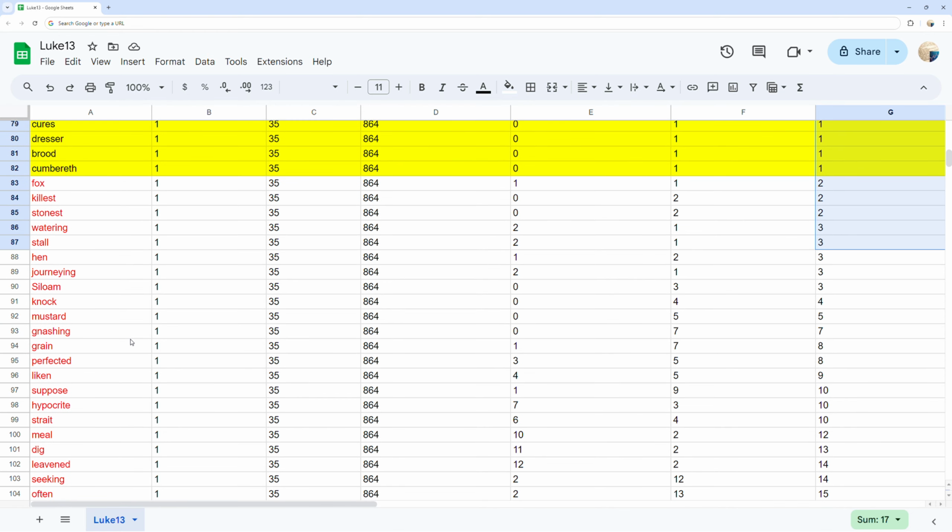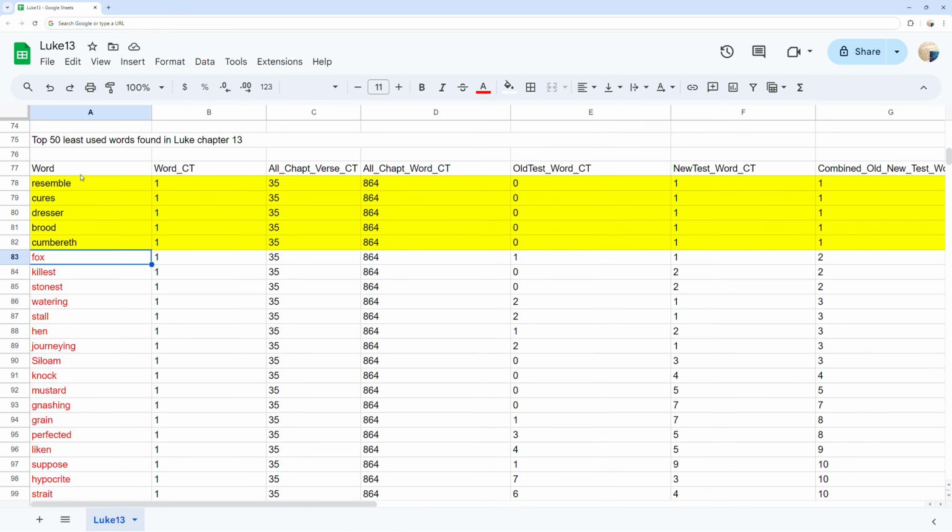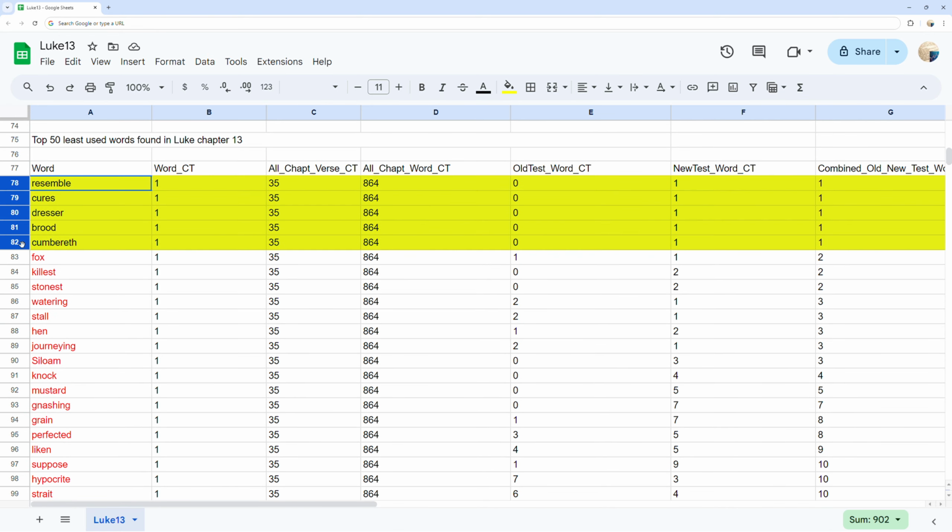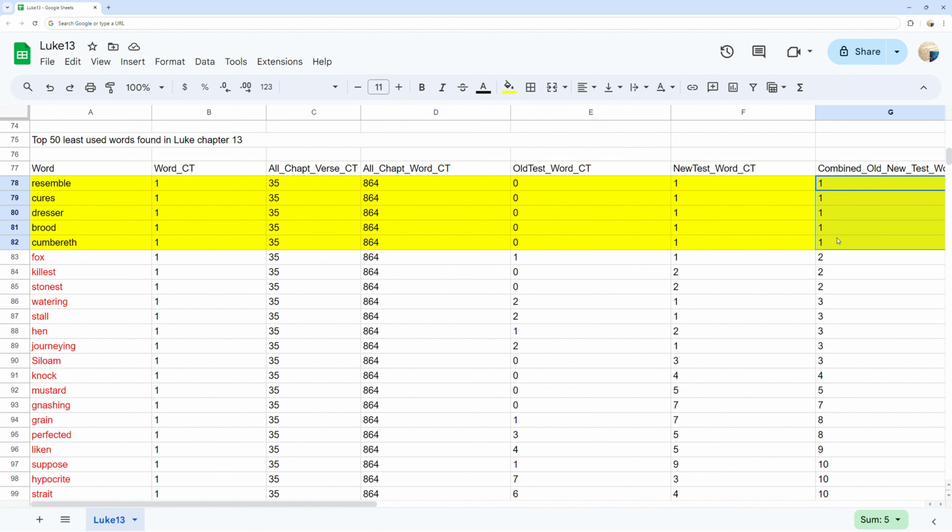You can see 5 unique words in yellow highlight, which instances are only found one time in all of the Bible, making them a rare occurrence only found in Luke chapter 13.